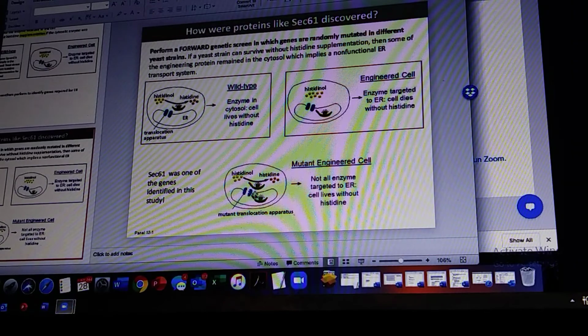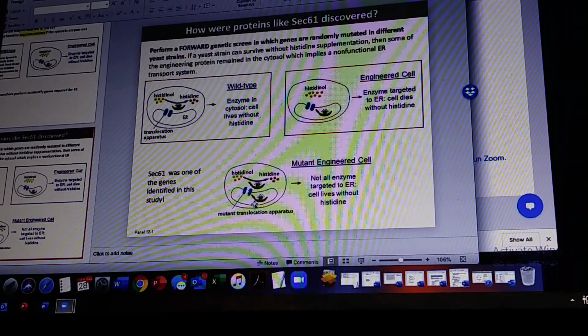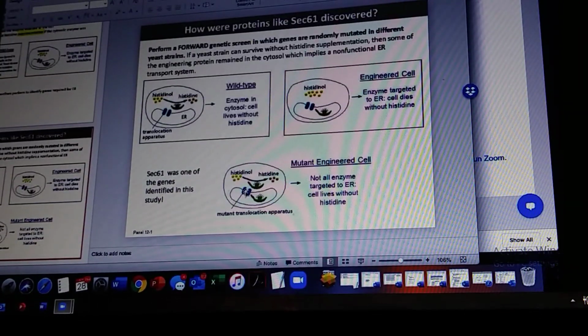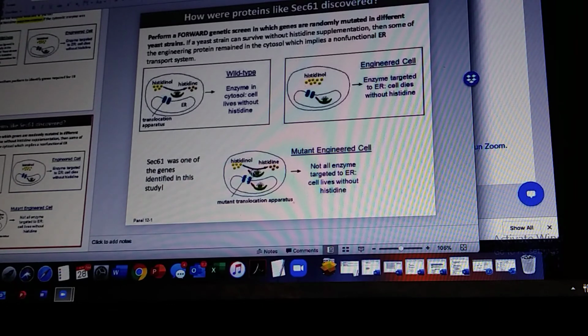that actually disrupted ER localization such that now this enzyme could be found in the cytosol and not exclusively the ER. So if you disrupt a protein that's required to get proteins into the ER, then now this green enzyme can actually, sometimes at least, be found in the cytosol. If it's found in the cytosol, then it can convert histidinol to histidine, and the cell lives.